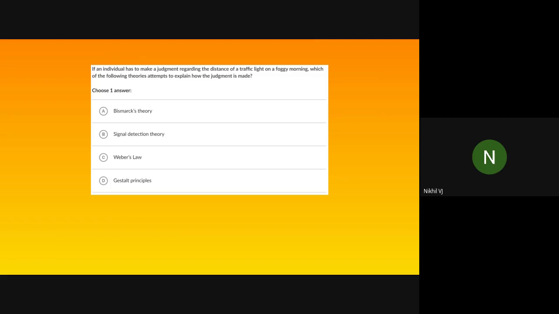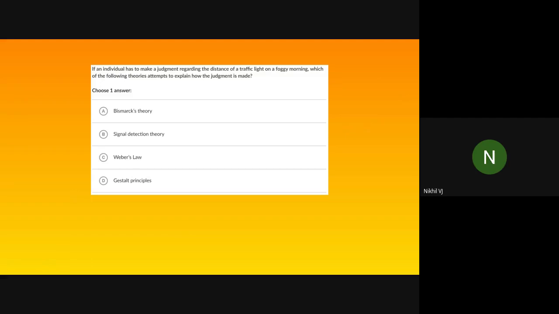So that doesn't necessarily deal with the principle of uncertainty. That's just a level or a threshold that you have to cross for a difference to be detected. So we know it's not Weber's law. Then we have Gestalt principles, which are principles of human perception. So not judgment making by any level.